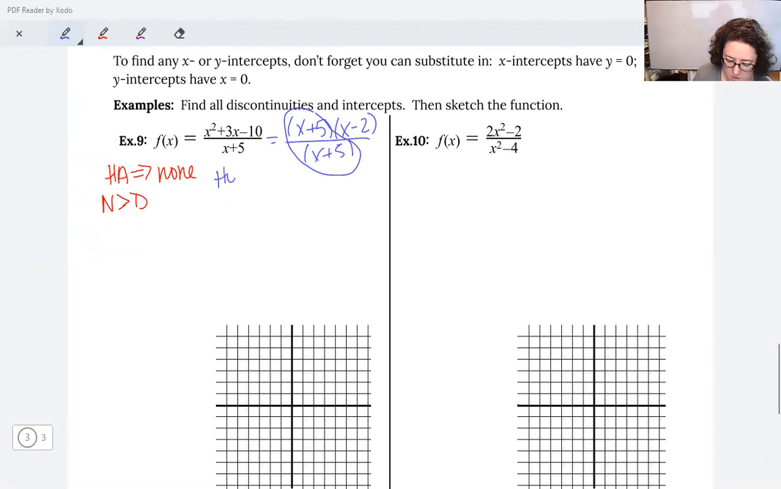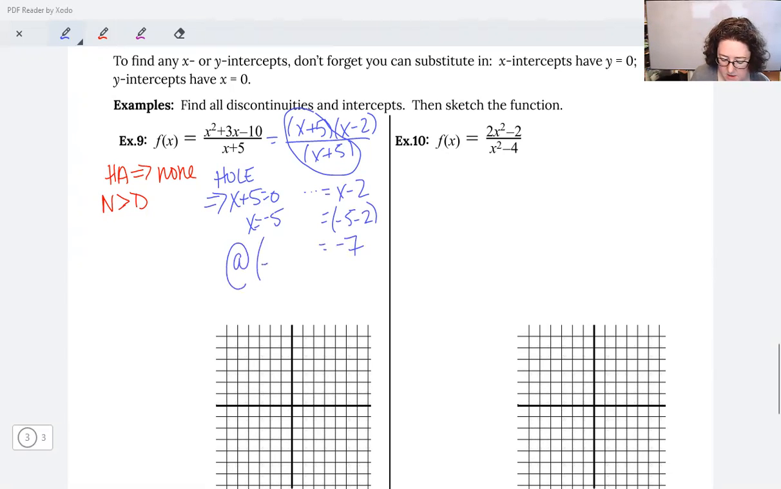So our hole is going to be at, let's see, x plus 5 equals 0. So x equals -5. Plug it back in to find where that hole will be. And so again, that's going to be x minus 2, aka -5 minus 2, or -7. So our hole is going to be at (-5, -7).